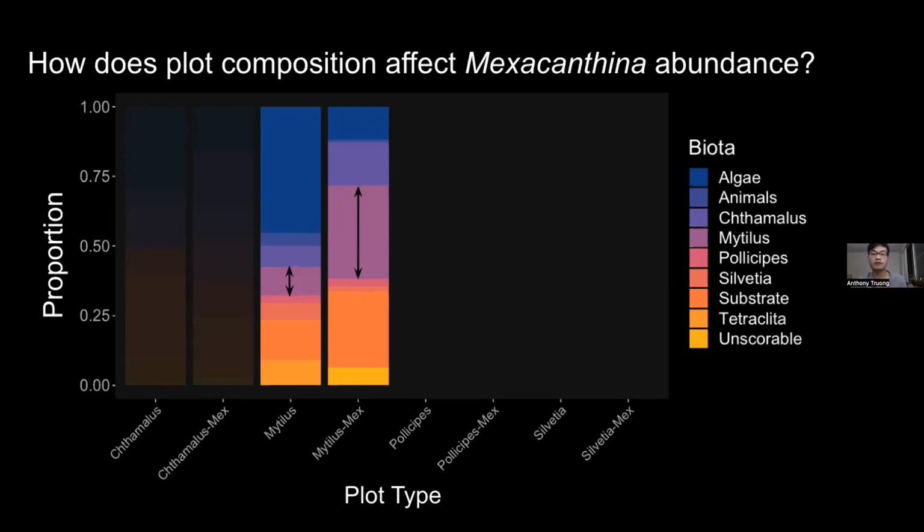So we can then think about, well, why exactly are they in contact with Middleless so often? Are they using it for cover? Are they using it as a food source? What's going on?